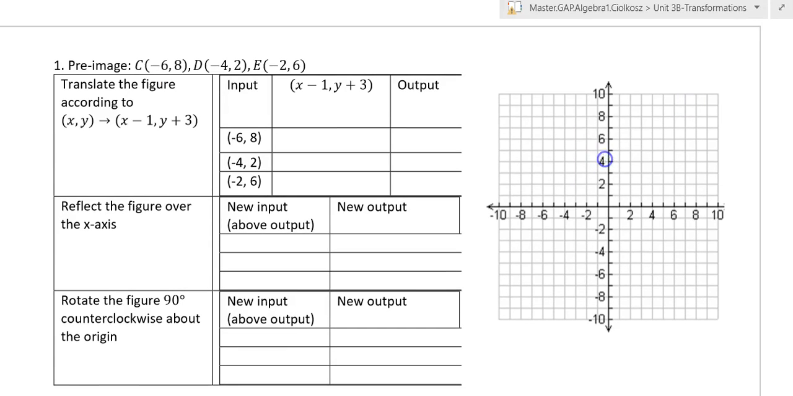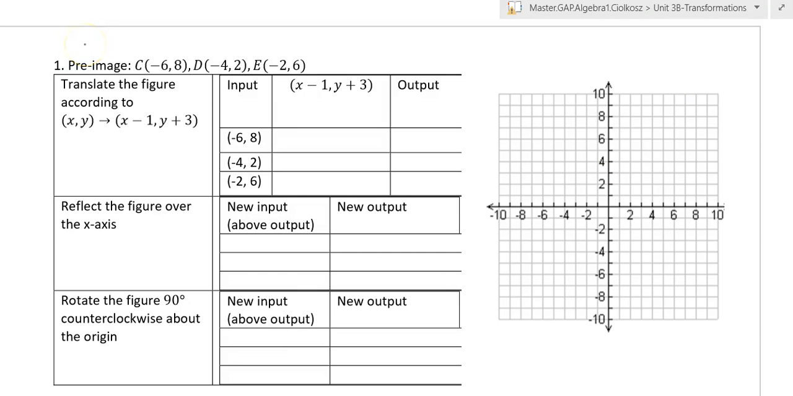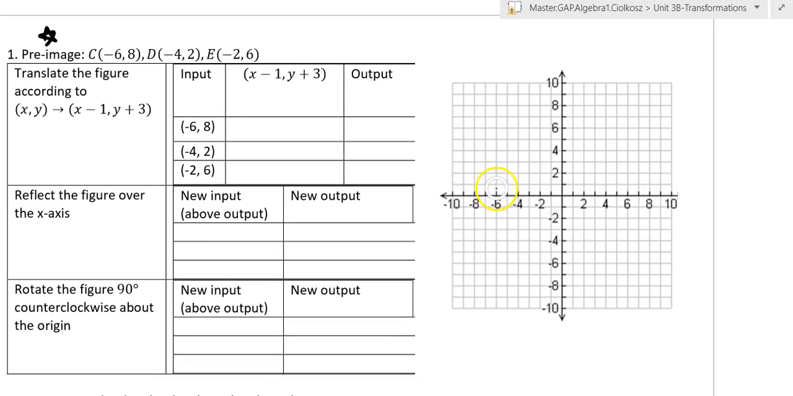Okay. So, composition transformations basically means we're going to do more than one thing. Let's zoom in a bit here. First thing I'm going to do is make my pre-image here. I'm going to write it in black. So C is at -6, +8. D, -4, +2. And E, -2, +6.